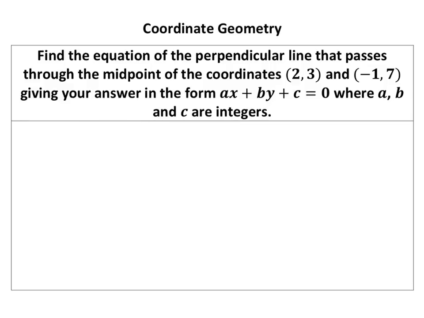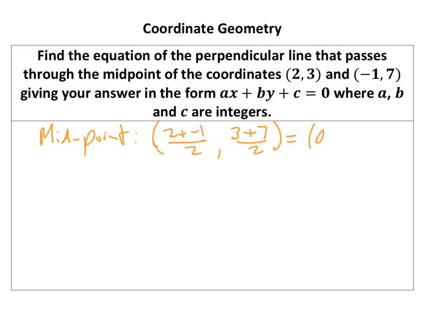Okay, we're asked to find the equation of a perpendicular line that passes through a certain point and give it in that particular form. So here we go. I've got to find the midpoint. So the midpoint is going to be (2 plus minus 1) over 2 and (3 plus 7) over 2, which equals, what's that, a half. Okay, I'll put it as 0.5, 5. Okay, so that's the first thing.